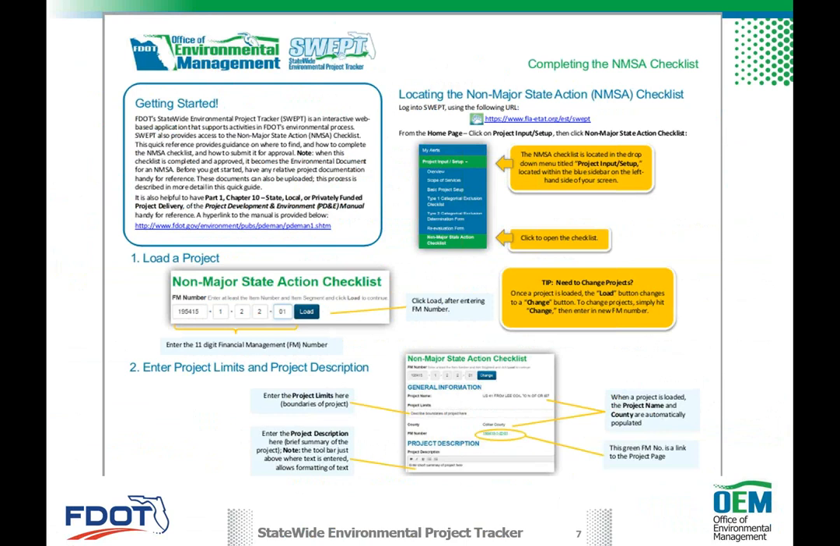We've also developed a quick guide for you guys for completing a non-major state action. So within the SWEPT application under Help and under Quick Guides, this quick guide will be loaded. But very simply at a high level, you get started, very similar to a Type 1. You're typing in your FM number, you're entering in your project limits and descriptions. It's pulling some of the information from work program, very simplified form.